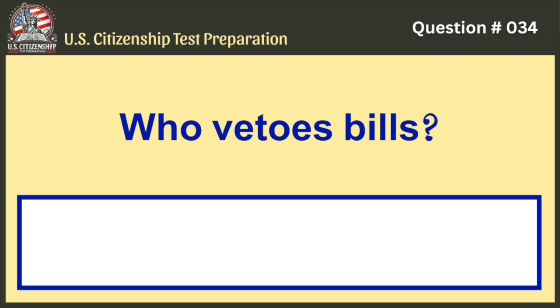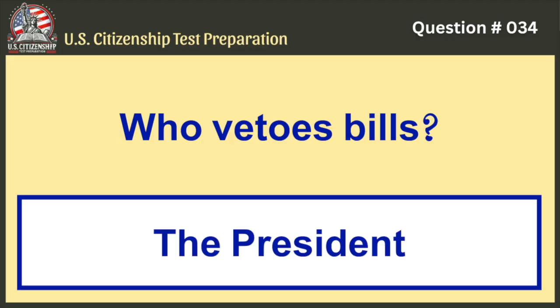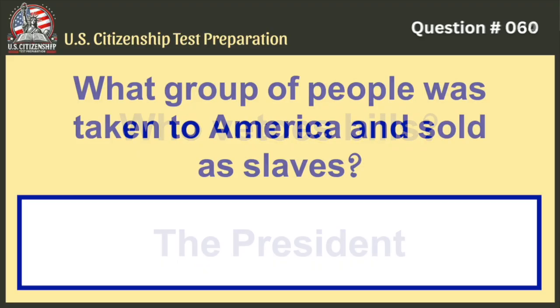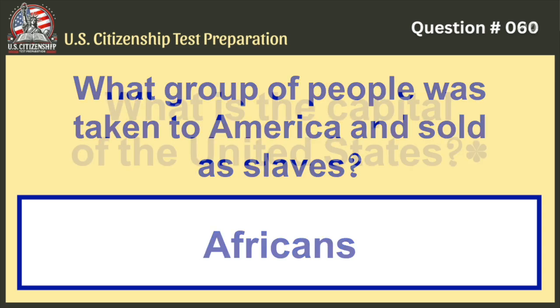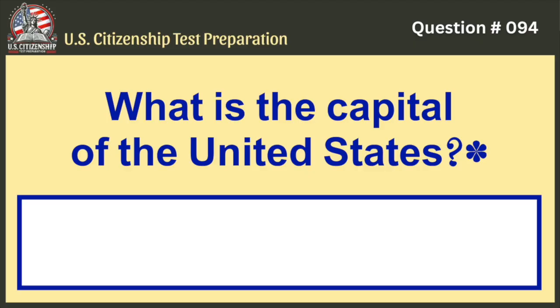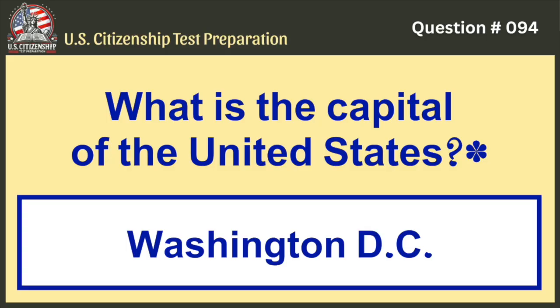Who vetoes bills? The President. What group of people was taken to America and sold as slaves? Africans. What is the capital of the United States? Washington, D.C.